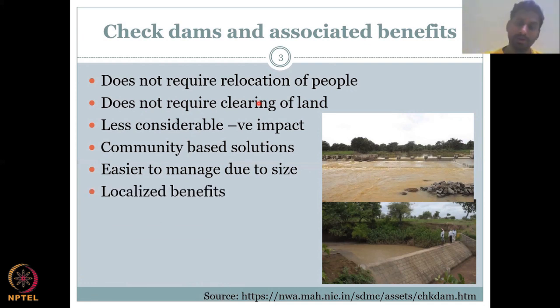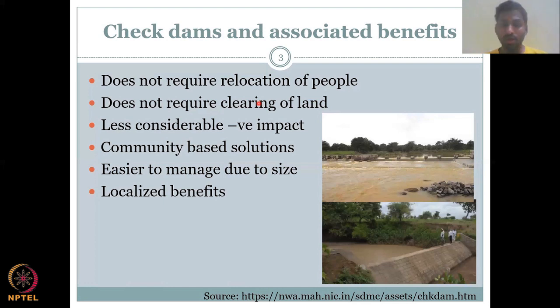Localized benefits. The benefits are visual. You can see it. Local people would enjoy, and they then understand that they should manage it. Whereas in a large irrigation dam, you don't know how, for example, in Pune, water is being stored and it can be sent to Mumbai for use. Would Mumbai people know about these dams and the areas?